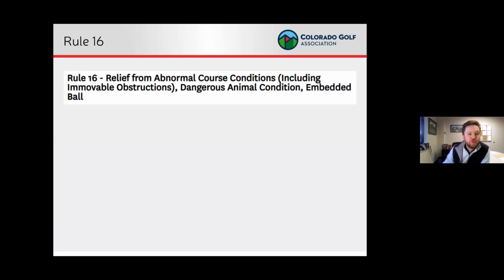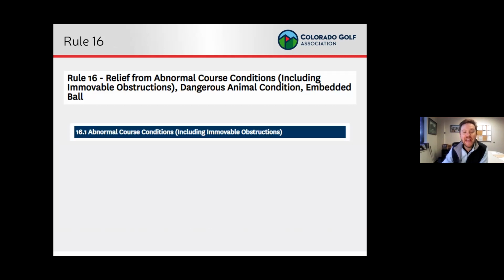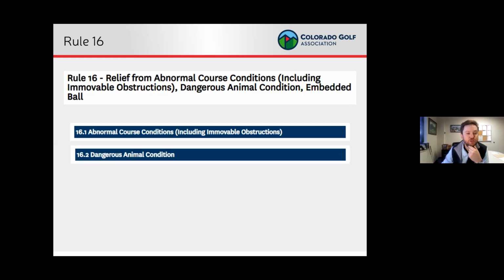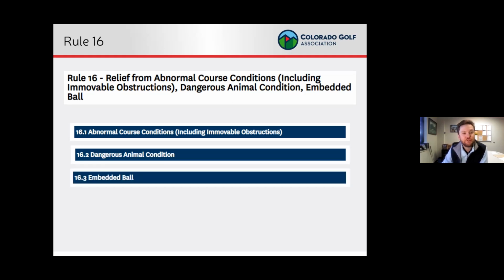All right, so in Rule 16 here, we have relief from the abnormal course condition, which includes immovable obstructions, dangerous animal conditions, and embedded ball. And it's broken down into 4 subsections. We have 16.1, which is the abnormal course conditions, including immovable obstructions. We've got 16.2, dangerous animal condition. Doesn't happen a lot, hopefully, but the rules do contemplate that. 16.3, embedded ball. This one, fairly common.